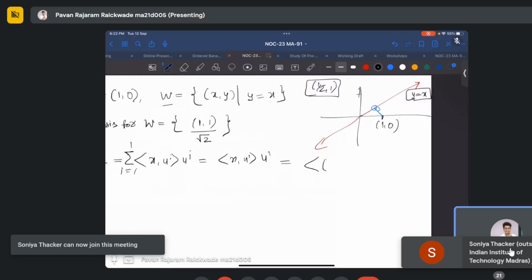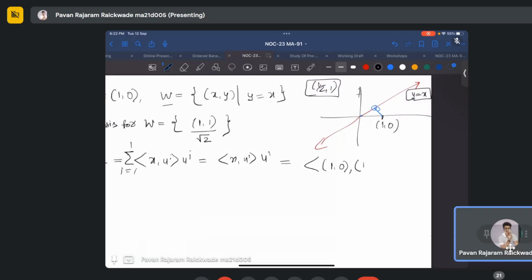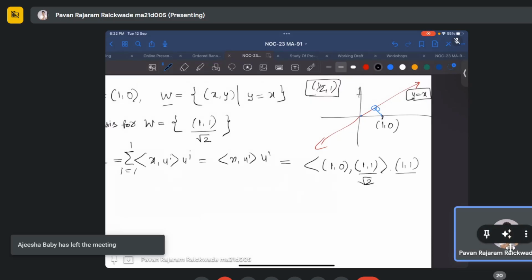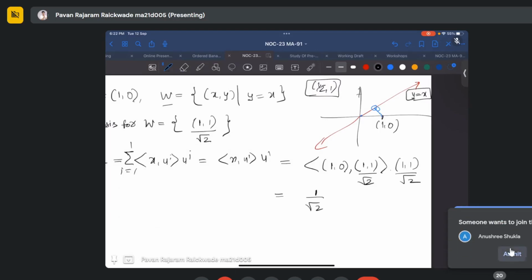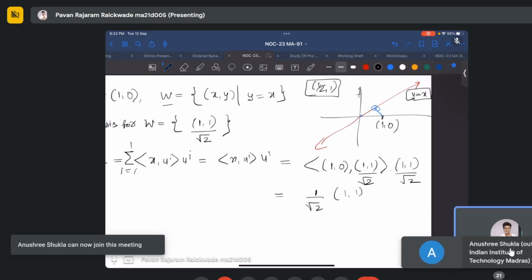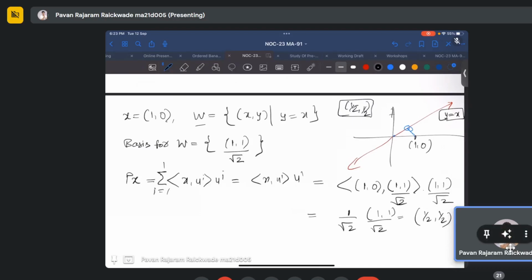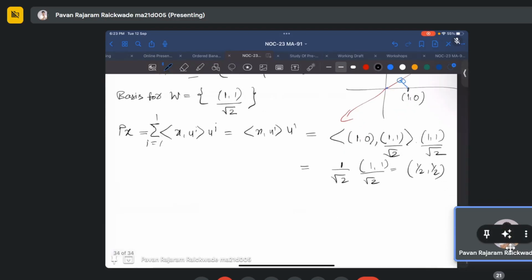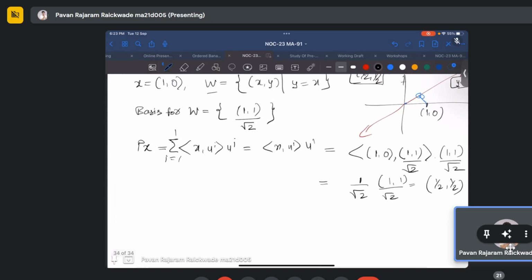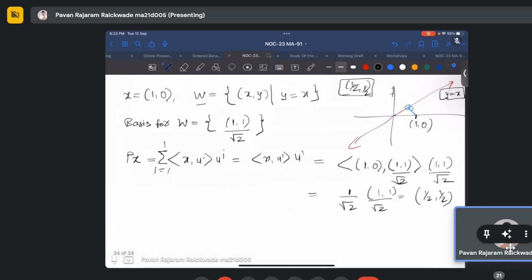Here x is the element (1, 0), and u1 is (1/√2, 1/√2). The inner product gives 1/√2, and the outside element is (1/√2, 1/√2). So you get (1/2, 1/2). This is the element closest to the element (1, 0) in the subspace y equals x. This is how you find the best approximations.